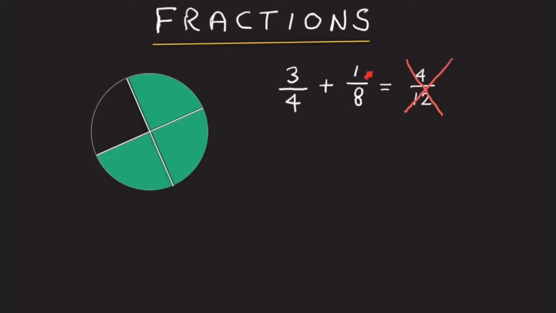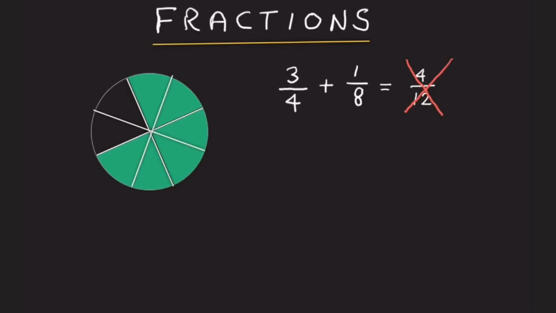So as well as the 3/4, I also want an 1/8. Now, to represent the 1/8 on the circle, I would need to divide the circle into 8 pieces and remove one of those pieces. So what I'm going to do now is draw some more lines on the circle so that it's divided up into 8 equal pieces.